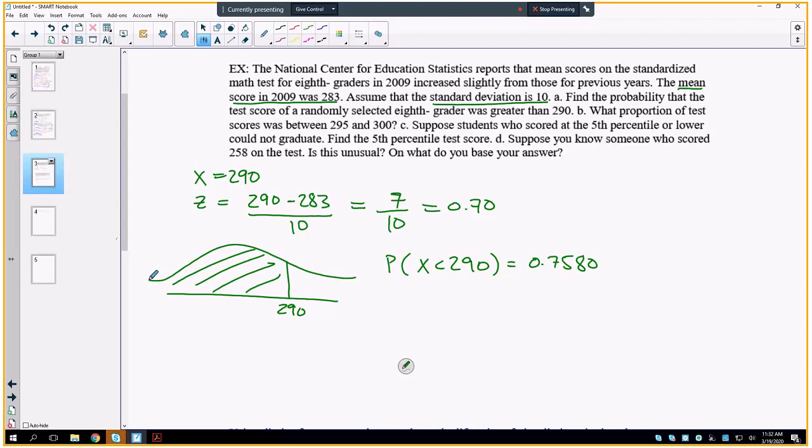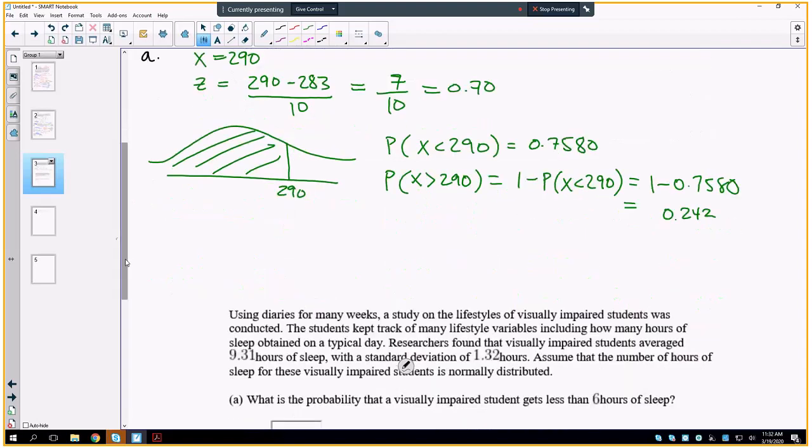But I was asked about the probability that the score was greater than 290. So I know what to do there. I say, well, the probability that x is greater than 290 is equal to 1 minus the probability that it's less than 290. I already know that value. That's 1 minus 0.7580. So that should be 0.242. The probability, 0.242, that the test score is higher than 290. That's part A. Part B.